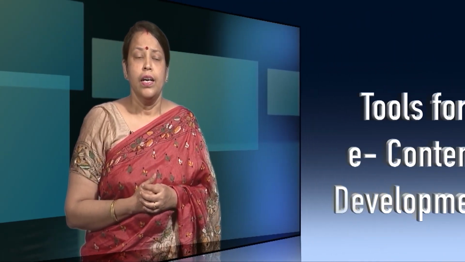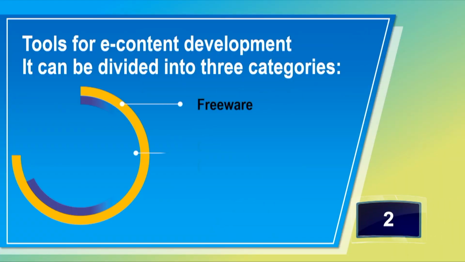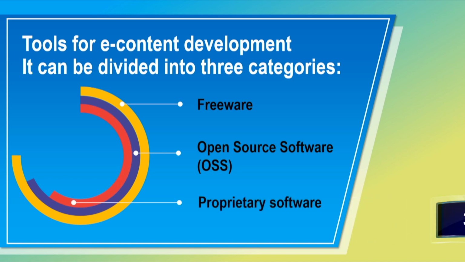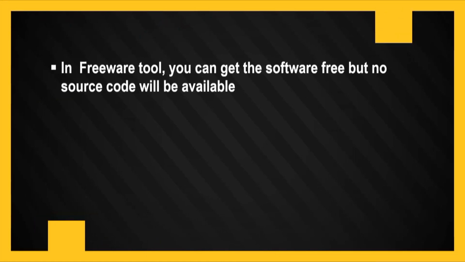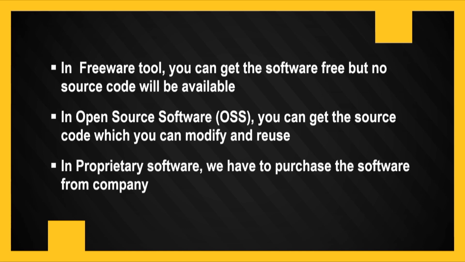Now, about the tools for e-content development. It can be divided into 3 main categories. First one, freeware tools. Second one, open source software tools. And the third one is proprietary software tools. In freeware tool, you can get the software free, but no source code is available with you. In open source software, you can get the source code so that you can modify and reuse it. But in case of proprietary software tools, we have to buy or purchase those tools from a company.